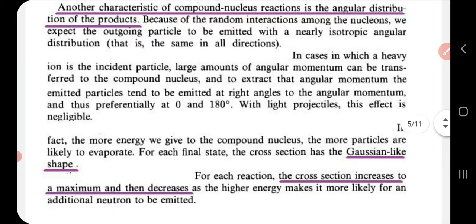In cases in which a heavy ion is the incident particle, a large amount of angular momentum will be transferred to the compound nucleus, and to extract that angular momentum, the emitted particle will be emitted at right angles to the angular momentum, that is mainly at angle 0 and 180 degrees. This is for heavy projectiles. For light projectiles, this effect is negligible.